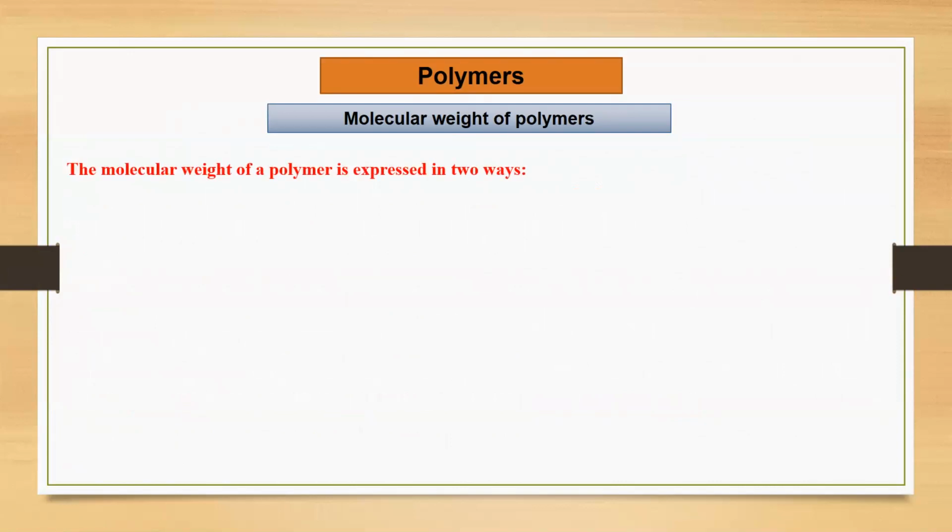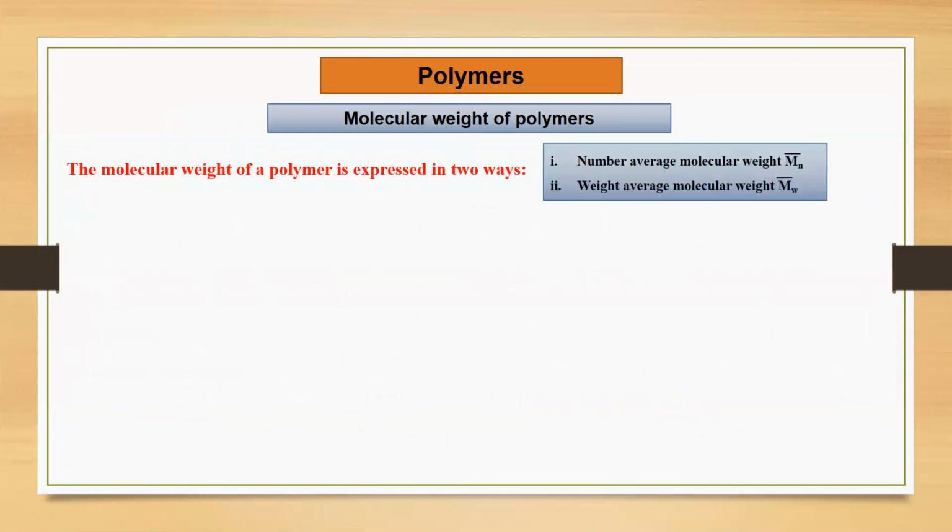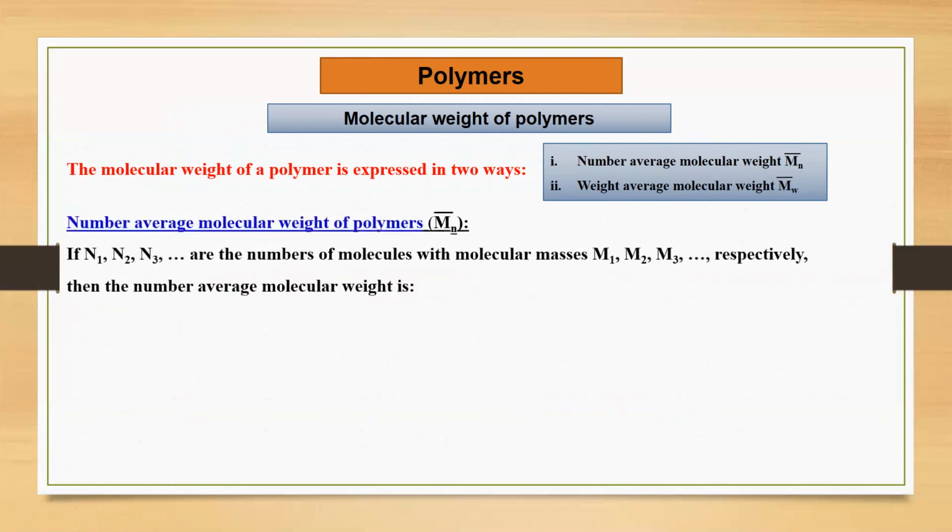So, molecular weight of a polymer is expressed in two ways: number average molecular weight, that is Mn bar, and weight average molecular weight, that is Mw bar. So let's first discuss what we mean by number average molecular weight of polymers, denoted by Mn bar.